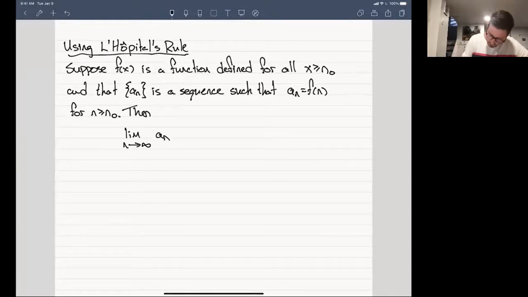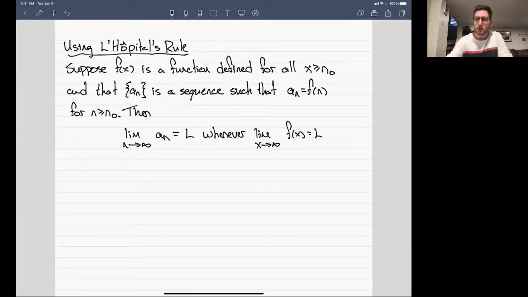This is equal to L whenever the limit as x goes to infinity of f of x is equal to L. Again, this was the correspondence I was trying to make in the previous video, where I was talking about how you can use a lot of your intuition about limits of continuous functions to understand sequences.